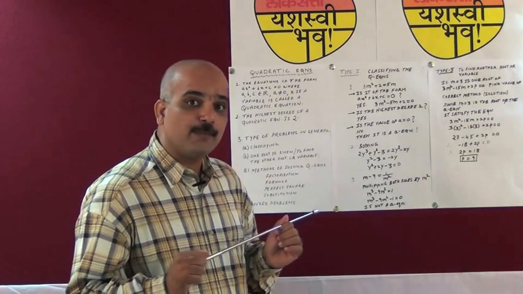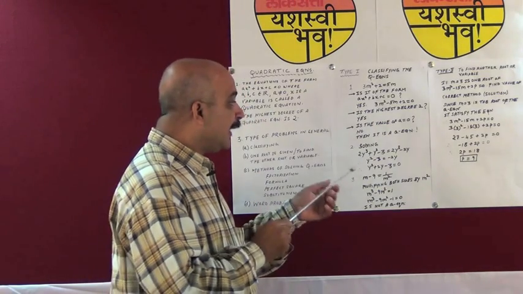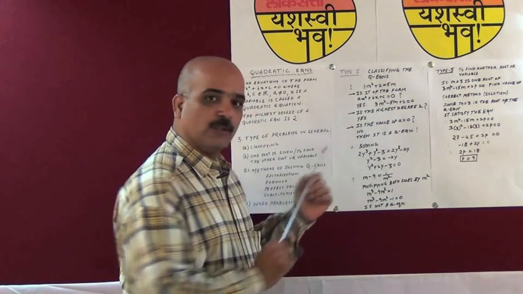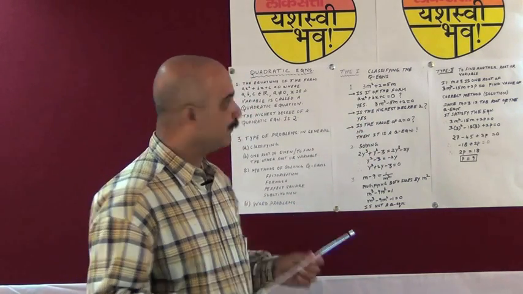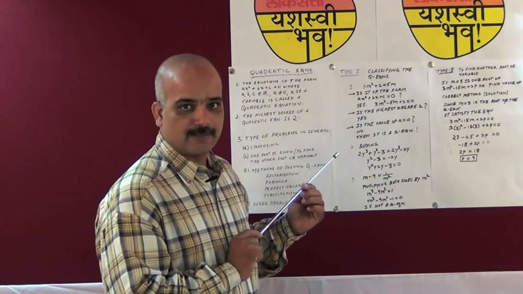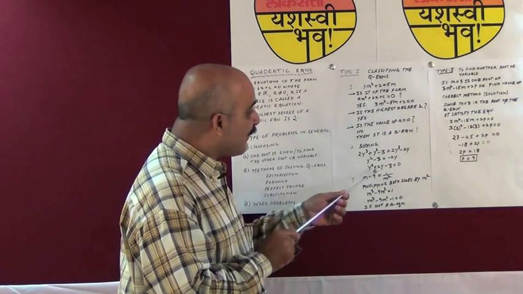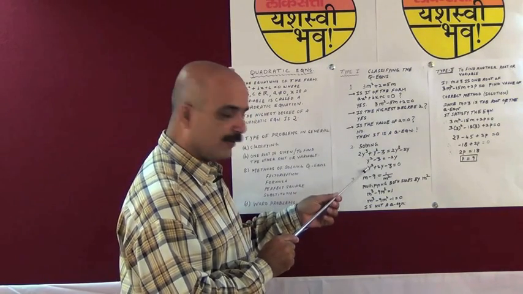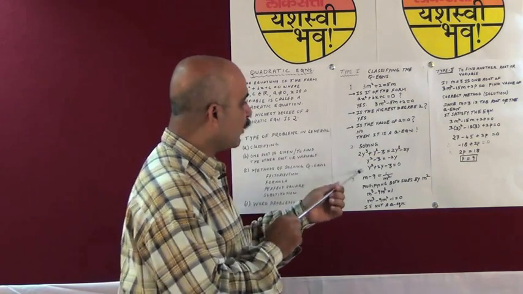Now let us ask the same questions again. First, is it of the form ax square plus bx plus c equal to 0? Yes, it is. Is the highest degree 2? Yes, it is. Is the value of a equal to 0? No. The value of a is 1. Therefore, it is a quadratic equation.